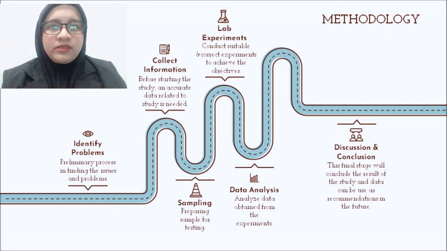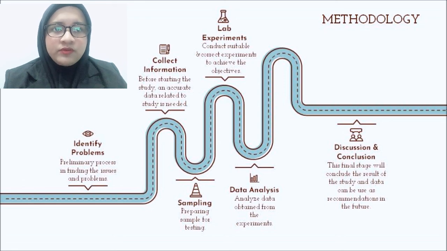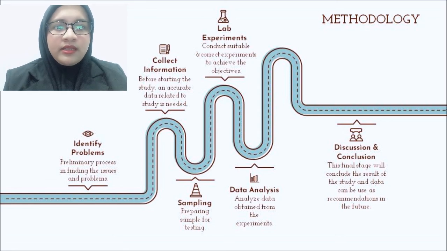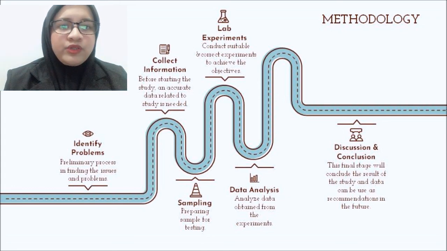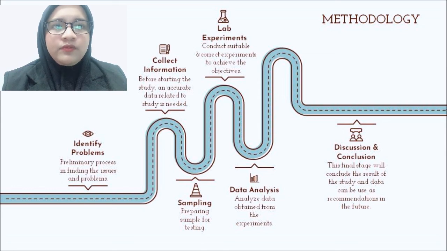The first one is identify problems, which is the preliminary process in finding the issues and also problems related to this study. And then the second one is collect information. Before starting this study, accurate and reliable data related to this study is very much needed. And then is sampling work, which is preparation of the sample before we do the experiment. And then lab experiments: conduct suitable and correct experiments to achieve the objectives.